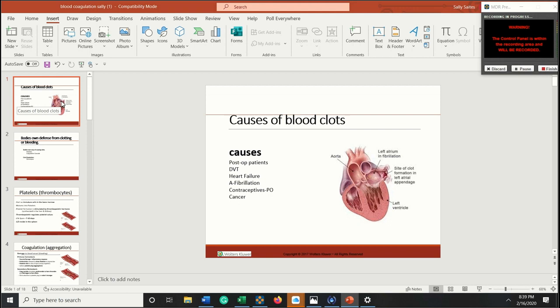blood clot. Some of the causes of blood clots can be seen here: post-op patients are at risk. Patients obviously that have a past history of DVTs, heart failure, atrial fibrillation, contraceptives have a side effect of blood clots, and cancer patients.